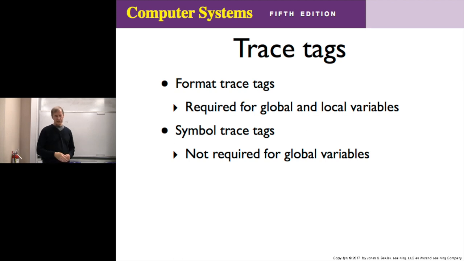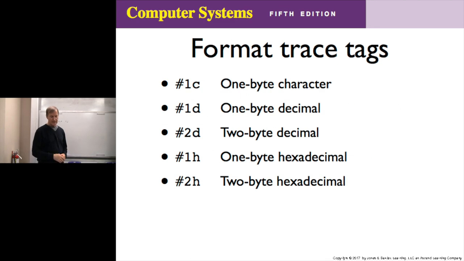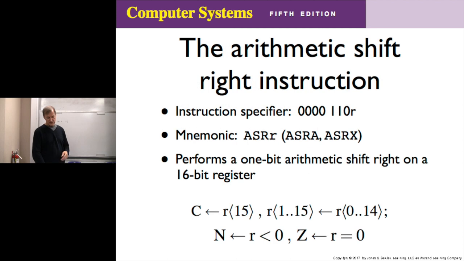And then I want to say just a few more general things about trace tags. There's two kinds of trace tags, format trace tags and symbol trace tags. With global variables, we only use format trace tags. And what did we use? Hashtag 2D for 2-byte decimal and 1C for 1-byte character. So we've got these other possibilities. 1-byte decimal, 1-byte hexadecimal is hashtag 1H and 2-byte hexadecimal is hashtag 2H. So we'll use these in the future when they crop up. Now I want to do one more translation before we go to the next chapter.